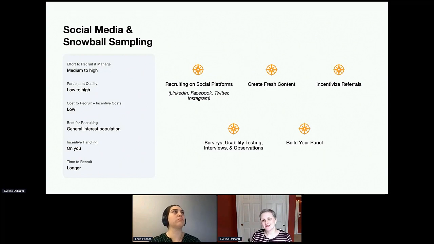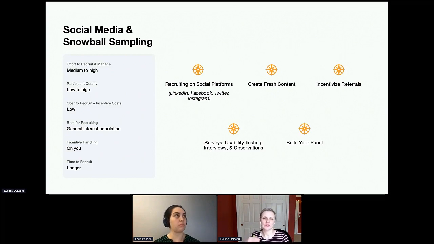And ideally, you are creating fresh content to make sure that anybody in your network gets to see the same message repeated several different ways. And because you are repeating that message several different ways, they are more likely to engage with that content. So that takes time and effort, and therefore the effort for you to recruit and manage this channel tends to be medium to high. You might also want to consider incentivizing referrals.